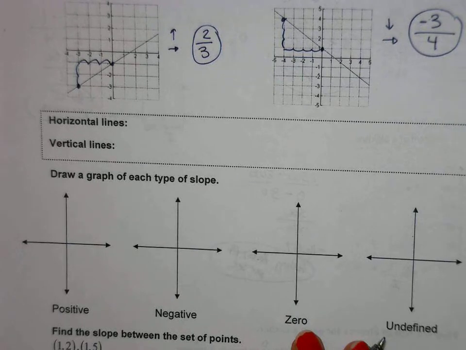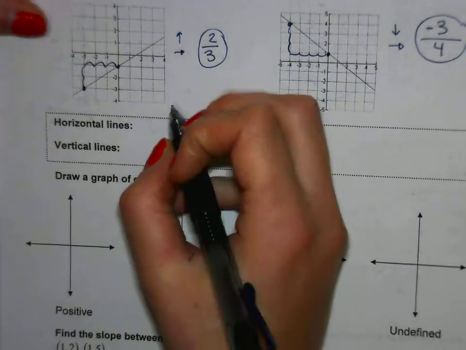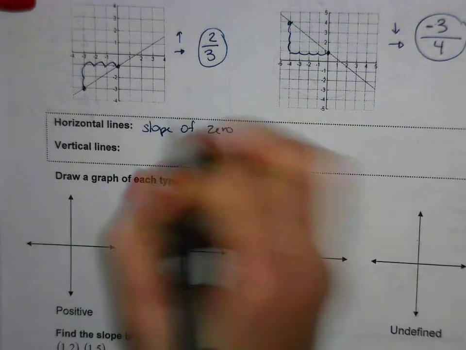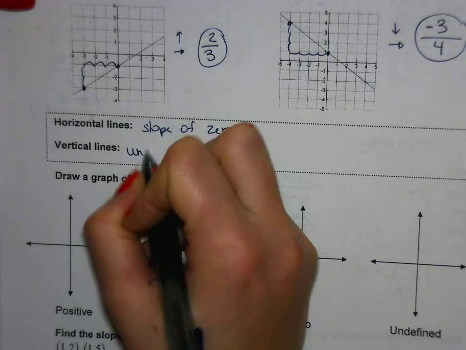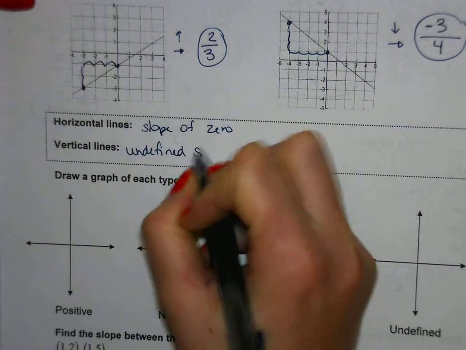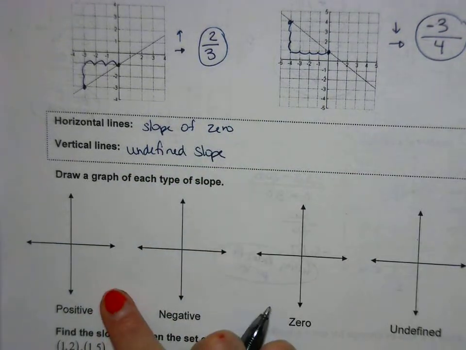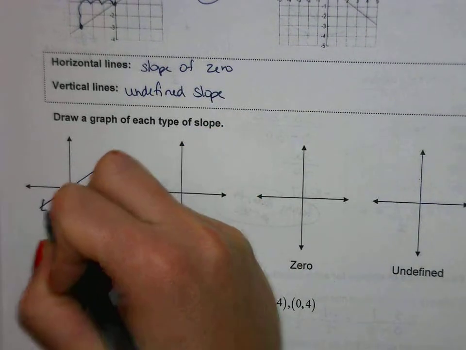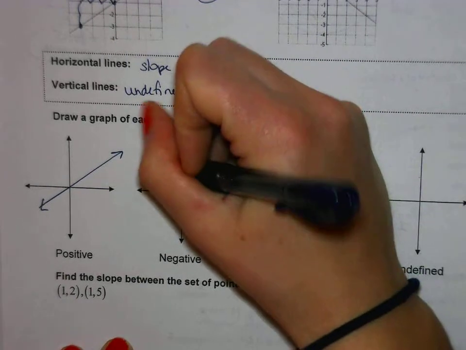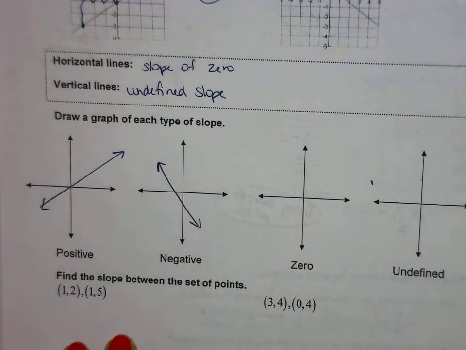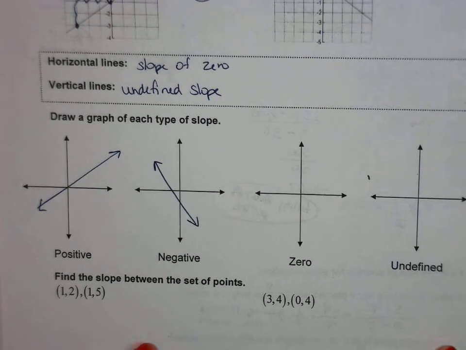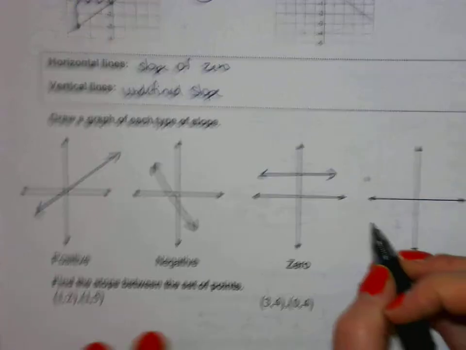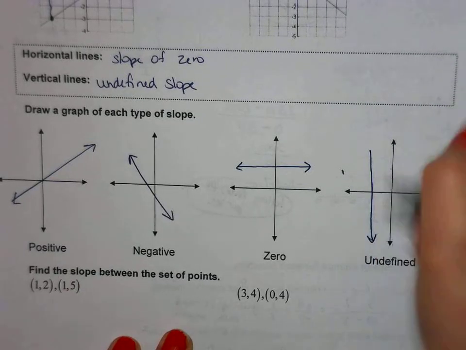So now let's take a look at horizontal lines and vertical lines. Horizontal lines have a slope of 0, and vertical lines have an undefined slope. Let's draw a positive slope. A positive slope is anything that's going in the positive direction. A negative slope is anything going down in the negative direction. So 0, remember, is a horizontal line. So this has a slope of 0. Vertical lines have an undefined slope.